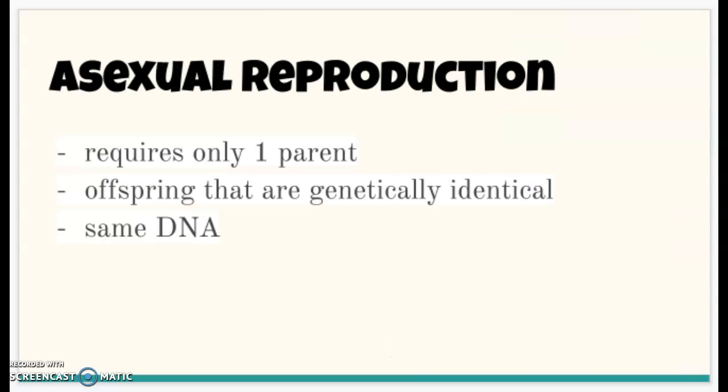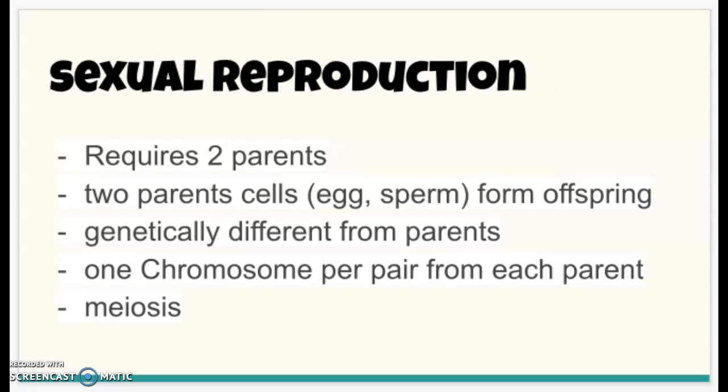Asexual reproduction. The main thing that you need to know is if there's only one parent, then that means the offspring is going to be genetically identical. You don't have any changes if there's no new DNA introduced into the system. And so asexual reproduction means that the parent and the offspring are going to have the exact same DNA. There's going to be nothing different.